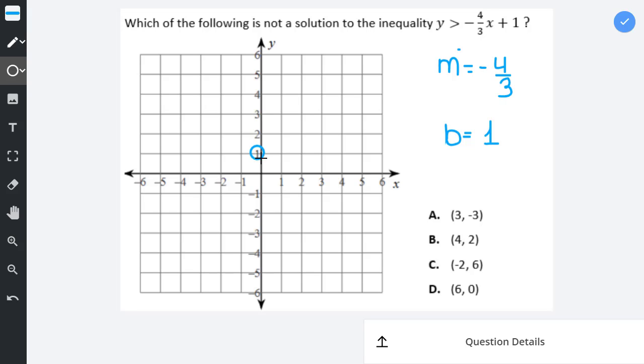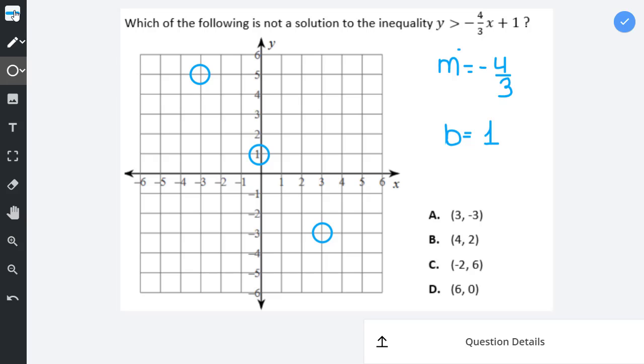So let's make our first point, and then we're going to go down 4 because our slope is negative 4 over 3. So 1, 2, 3, 4, 1, 2, 3. So that's our second point right there. If I want to go down another 4, 1, 2, 3, 4, we don't have space right there. So that's okay. We can go back to our starting point, which is the y-intercept, and we're going to do the opposite. Instead of going down 4, we're going to go up 4, 1, 2, 3, 4, and over 3 to the left. And that is where we're going to make our third point.